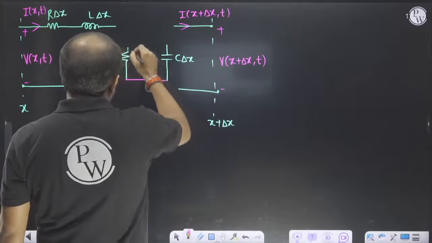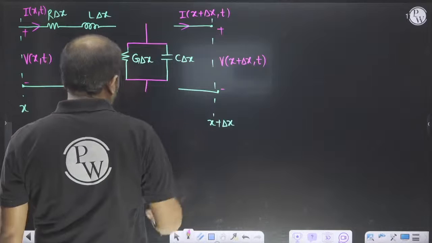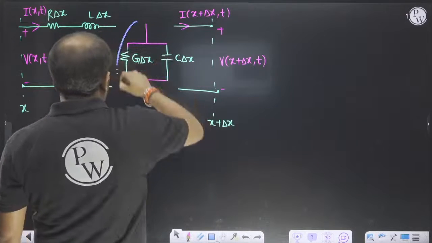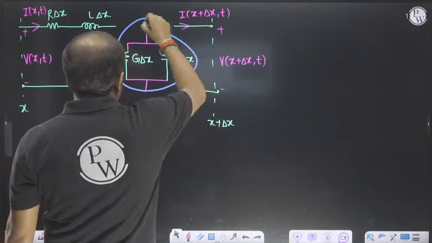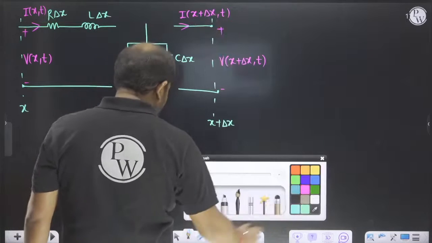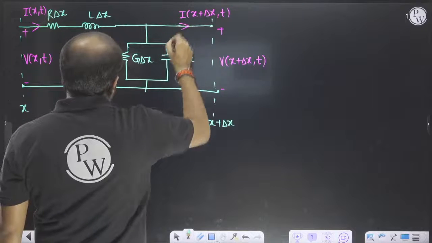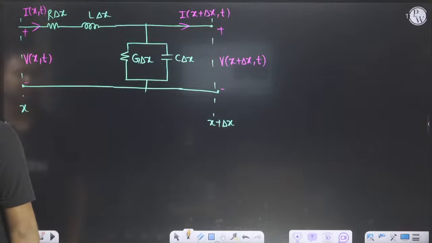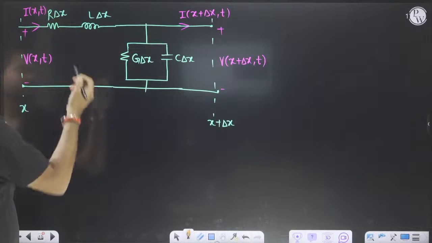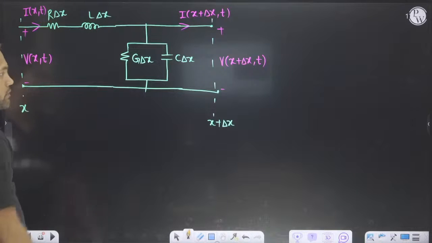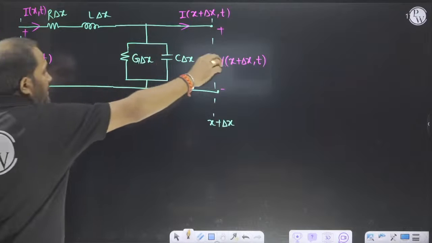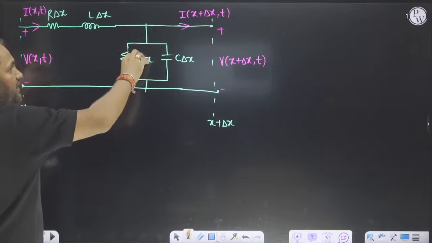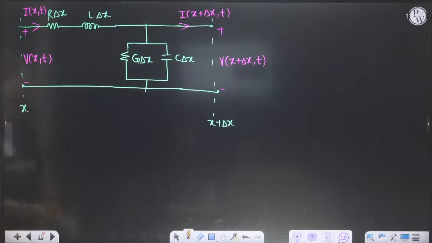So what will happen after that? I will ask, what is the voltage drop here? So I into R is the voltage drop, L di by dt is the voltage drop, and here the current is C dV by dt, the current in the capacitor, and the current in the conductance is V into G. So we have the current in this case.